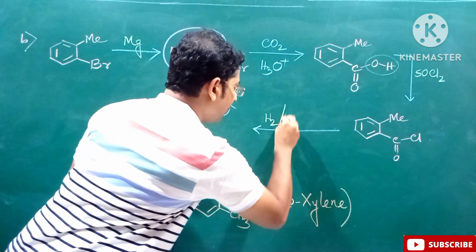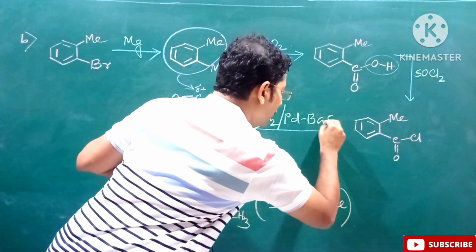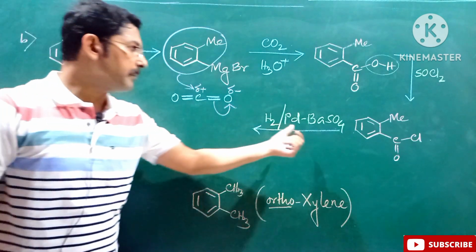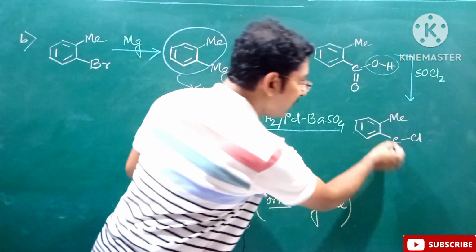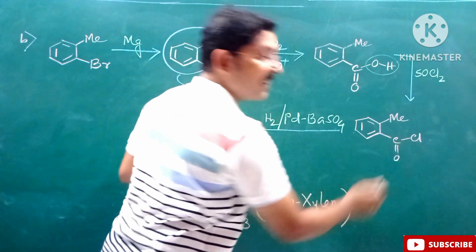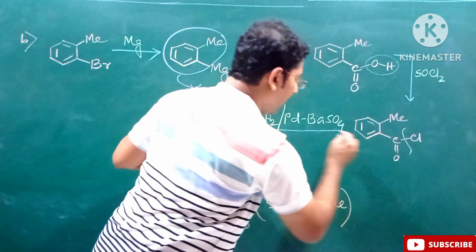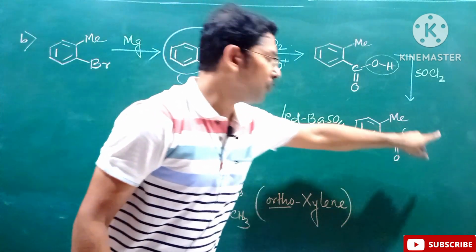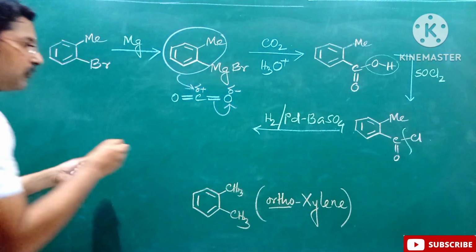Hydrogen and then palladium and barium sulfate. Do you know the function of this reagent? This is Rosenmund reduction, right? So in the Rosenmund reaction, this COCl group will be converted into CHO. That is, this bond will be broken and this hydrogen will be attached at this carbon, along with Cl. So you will get CHO, right?